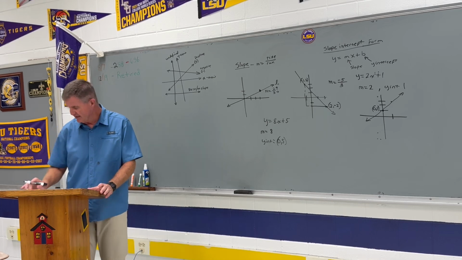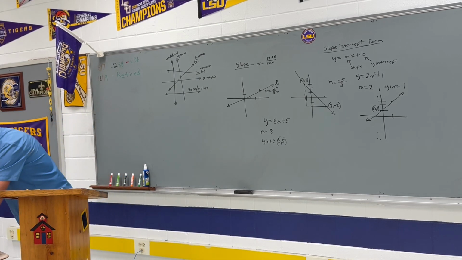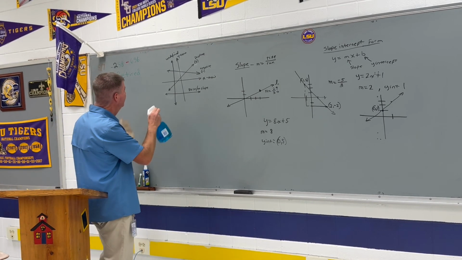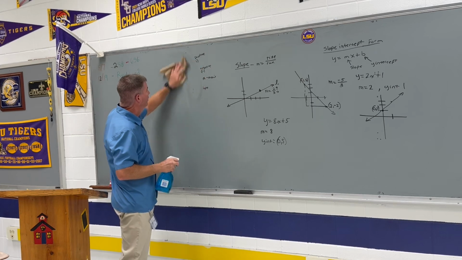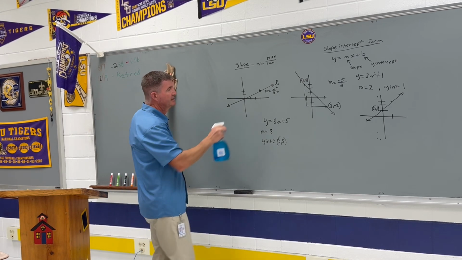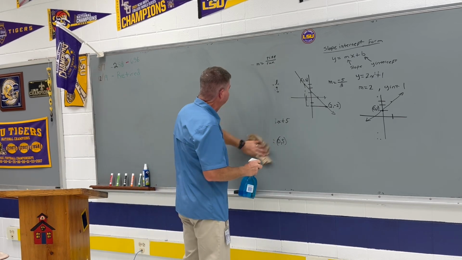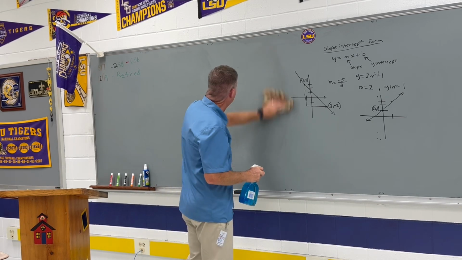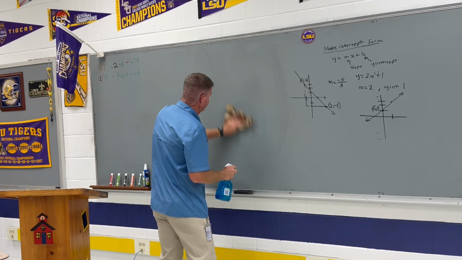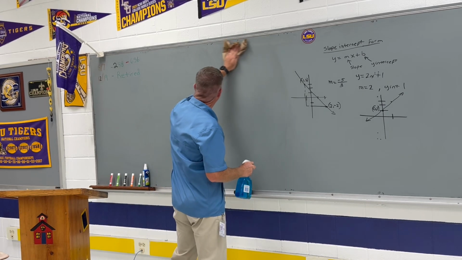They could give us the line in another form. They could give it to us in what's called standard form. Standard form just means it's not in y equals mx plus b form yet. We may have to put it in y equals mx plus b form in order to find our slope and our y-intercept.